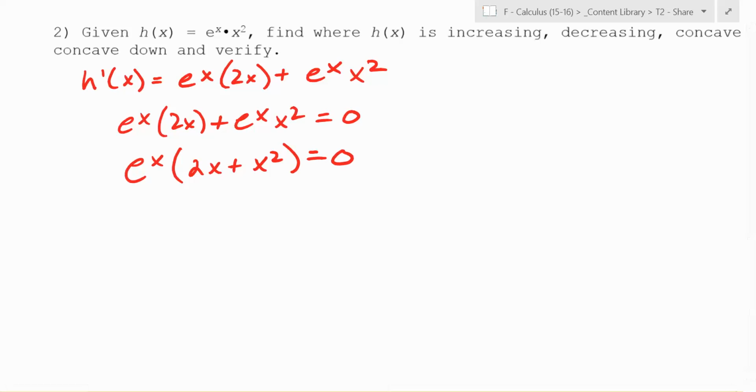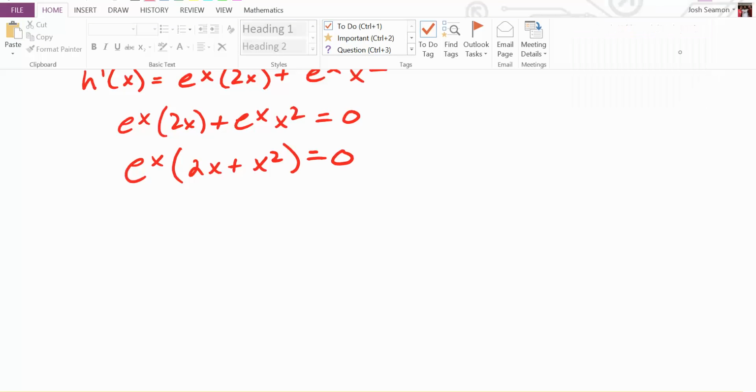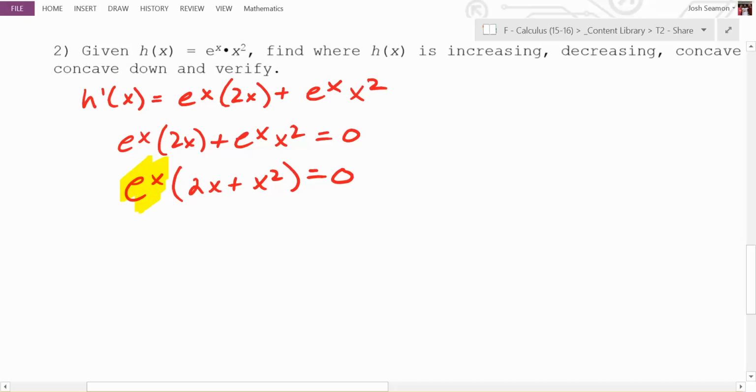Here's the key realization. This might seem like it's totally crazy hard to do. e to the x, that is always what? Always greater than 0. Is there any way to make e to the x negative? No, there's no way. e to the x is always greater than 0. So what's the only thing here that can be equal to 0? That. Another way you could get rid of it is to divide both sides by e to the x, and you can do that because e to the x can never be 0. e to the x is always positive.